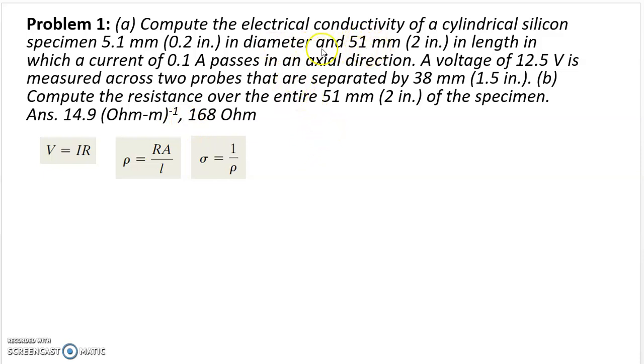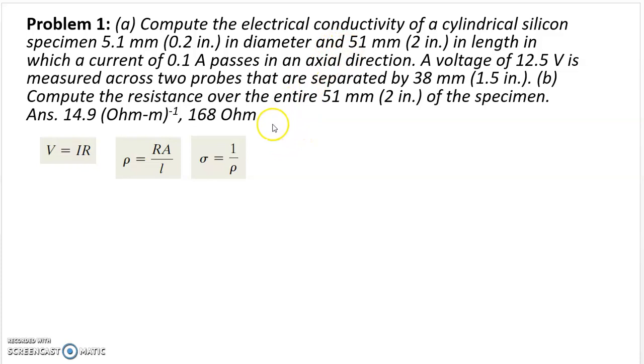So in this case, in the first part, we have to find the electrical conductivity. Electrical conductivity is represented by the symbol sigma, which is the inverse of resistivity, represented by rho. And resistivity is equal to the resistance multiplied by the cross-sectional area divided by the length. On the other hand, the resistance can be found by dividing the voltage by the current.